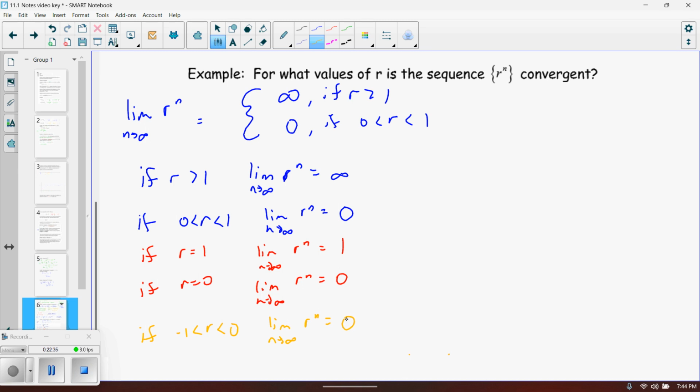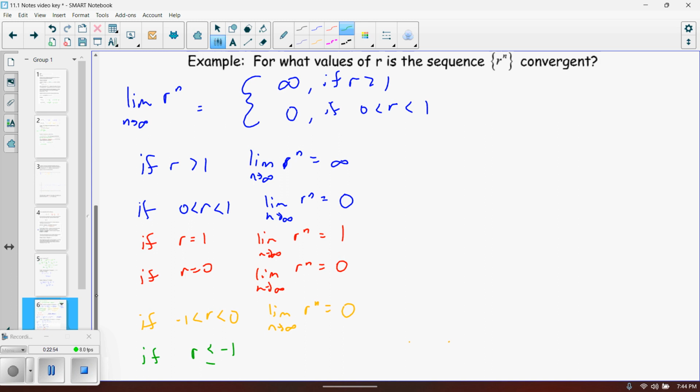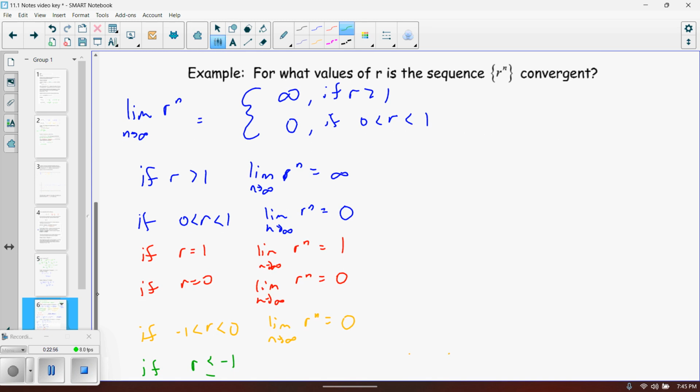The last piece, this really is the last piece that we have to talk about, is if r is less than -1. So if r is less than, actually we'll include the equal to -1 in there. If r is -1, we've already done that. We've actually done -1 to the n power. We already know that that's divergent because it doesn't approach anything.